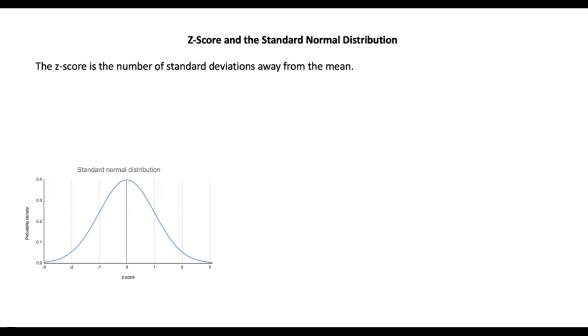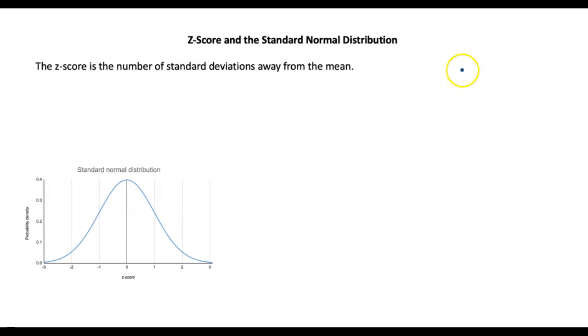So now let's talk about the z-score and the standard normal distribution. So starting off with what a z-score is. A z-score is just the number of standard deviations away from the mean. So it's a way to measure a certain value in a data set in comparison to the mean.